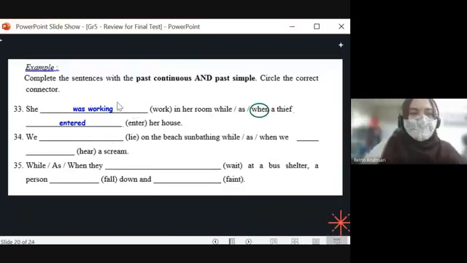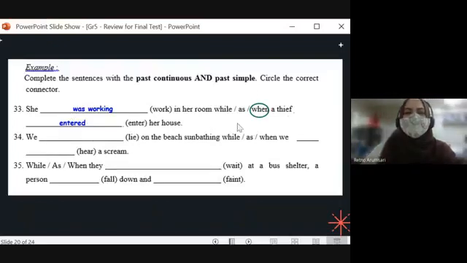The past continuous, was working, and the past simple, entered. And if the connector is between them, the answer is when. Okay? Well done. Next, let's go to Raza for number 34.